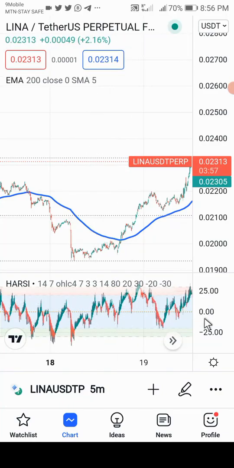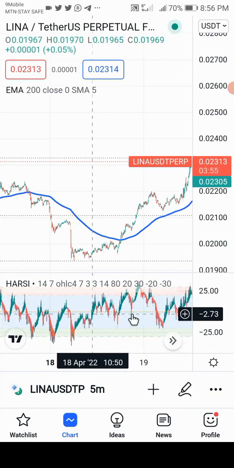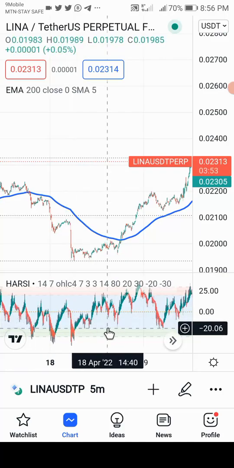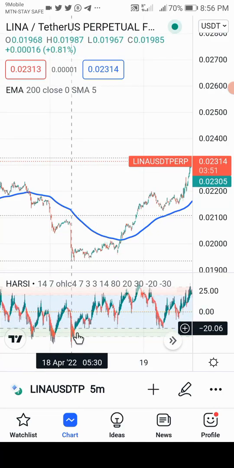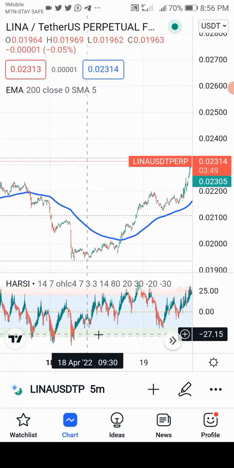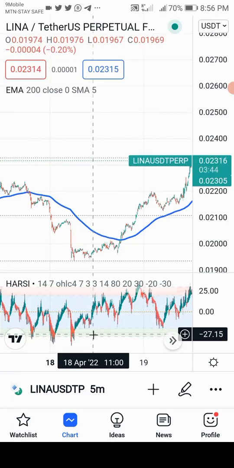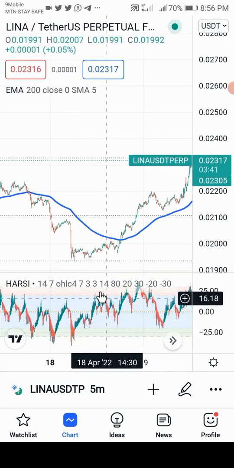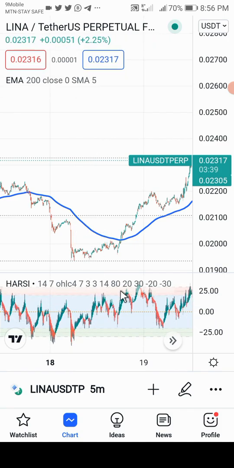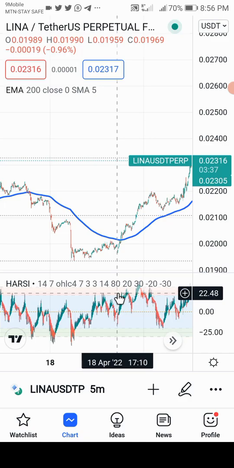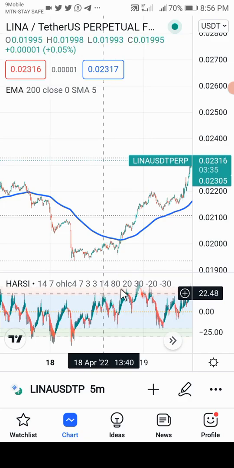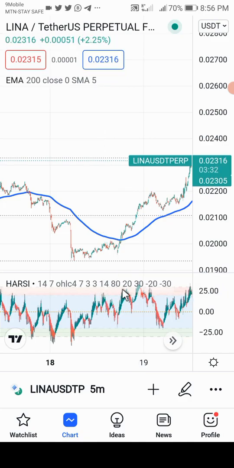If the price is below the 0.00 middle line, we are on the downtrend. And when the price touches this green section, that means the asset is oversold, so we need to buy. It's a signal to buy. And when the price touches this red section here, that means the asset is overbought, so we need to sell or go short.